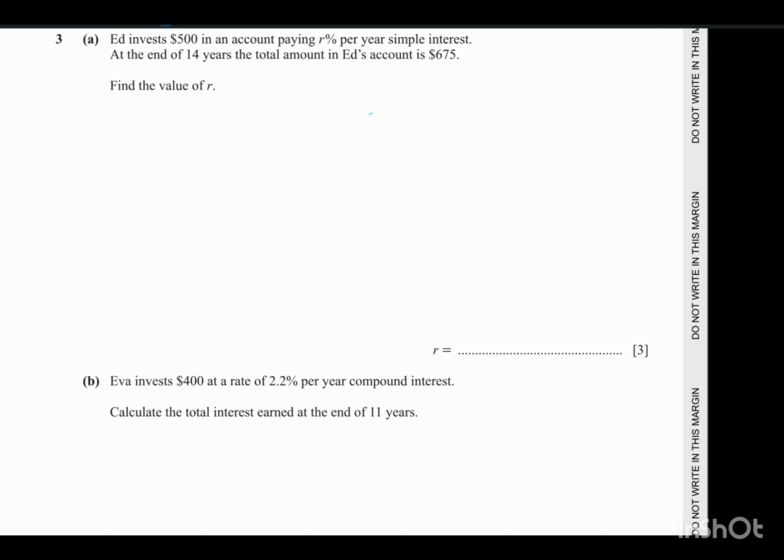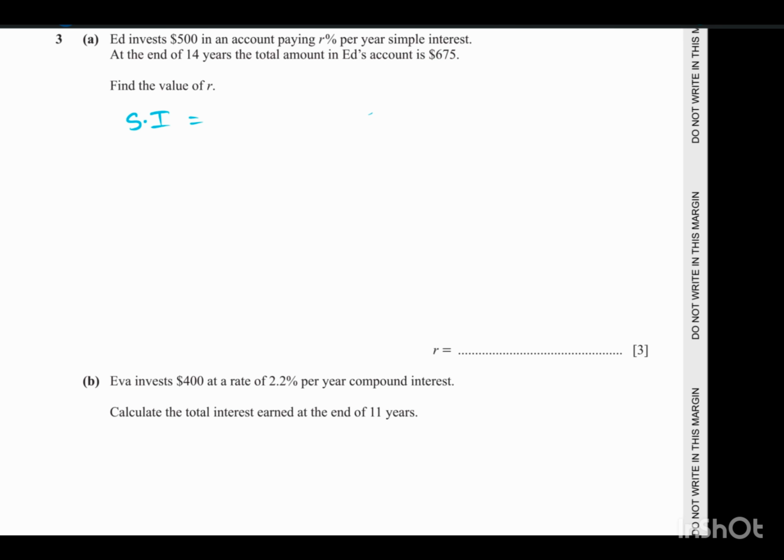Question number 3. Ed invests $500 in an account paying R% per year simple interest. It's a simple interest. At the end of 14 years, the total amount of Ed's account is $675. Find the value of R. We need to find the value of rate. So first of all, let us find out the simple interest he earned.